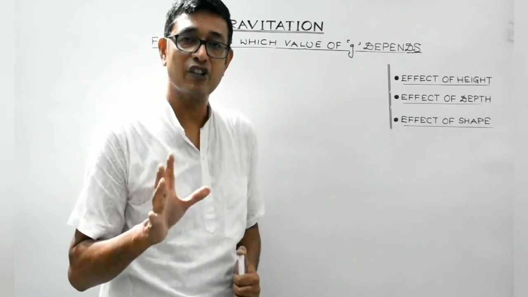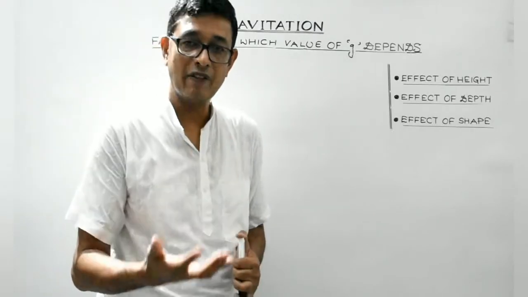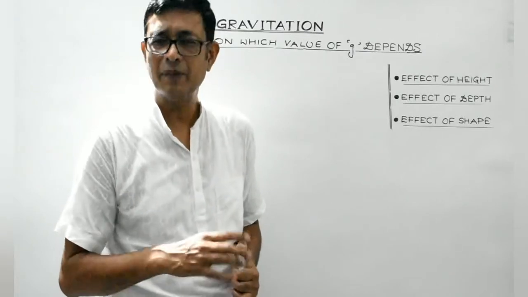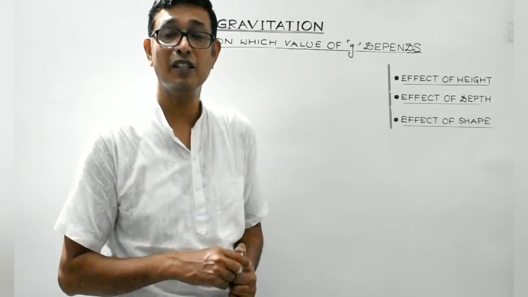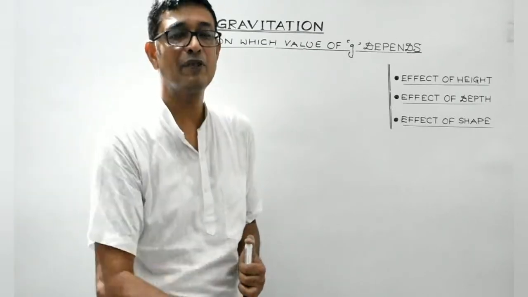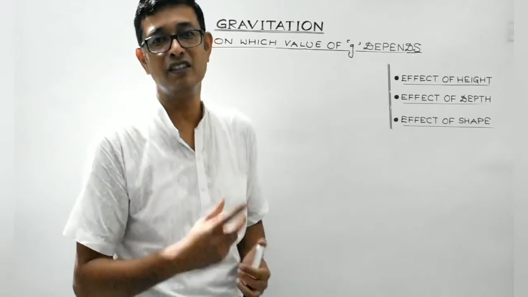Now in this session we will discuss that the value of acceleration due to gravity varies from place to place. It depends on various factors. It depends on height, that is the altitude. It depends on the depth. It also depends upon the shape of the Earth.